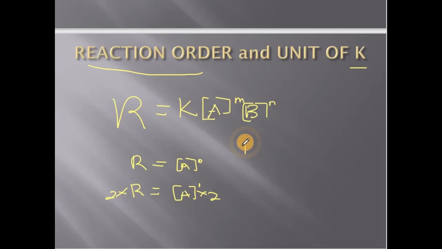Now, if the rate of the reaction is proportional to the square of the reactant concentration, which is this, it means that if you increase the concentration of the reactant by, let's say, a factor of 2, the rate will increase by the factor 2 to power what? 2, which is what? 4. That is what? Second order.